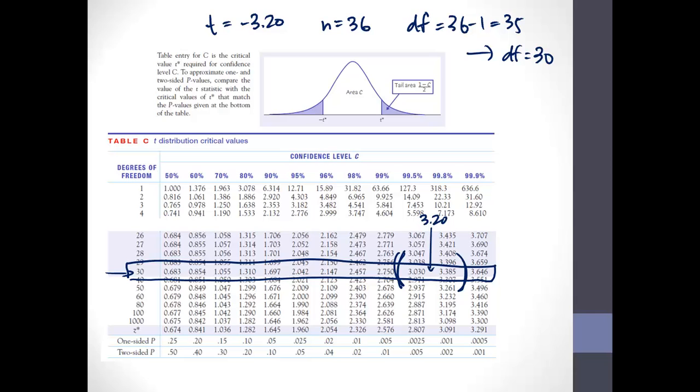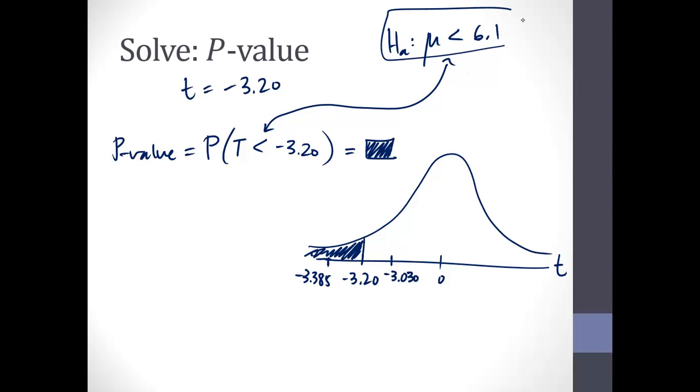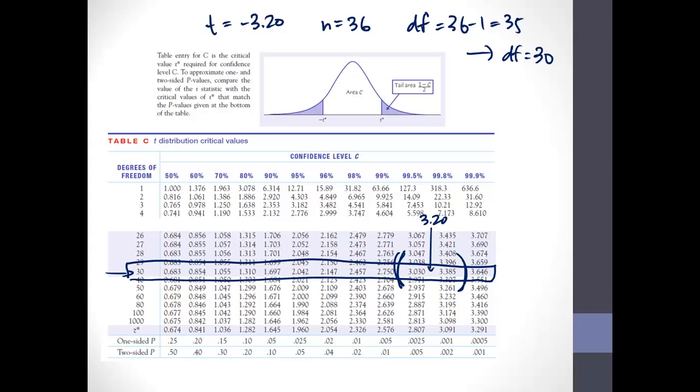Then I'll go down to the bottom of the table, and the last two rows say one-sided P and two-sided P. So do I have a one-sided test or a two-sided test here? Just one-sided, right? My alternative is a less than. So I can trace down and pick out these one-sided values. I have a 0.025, and I have a 0.0025 and 0.001.